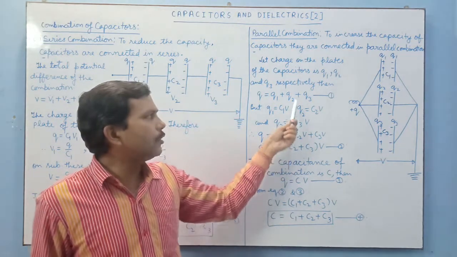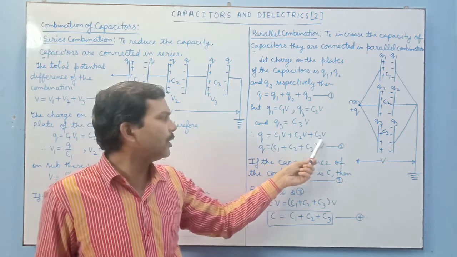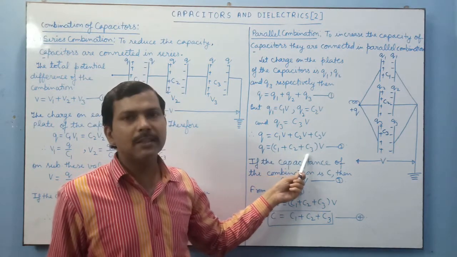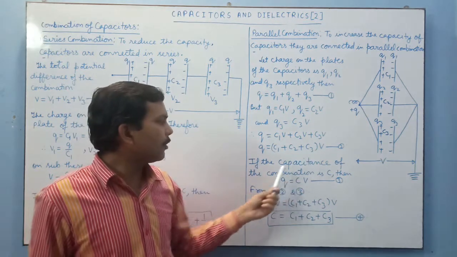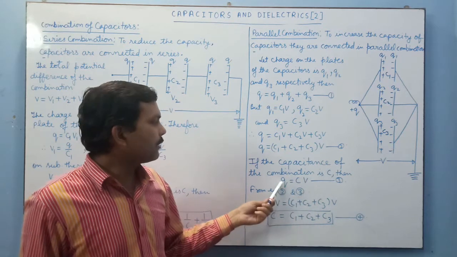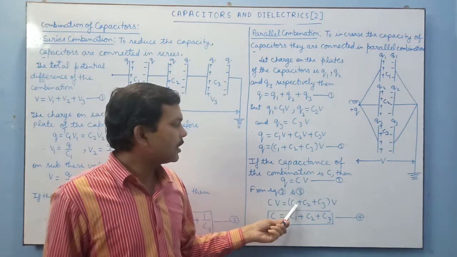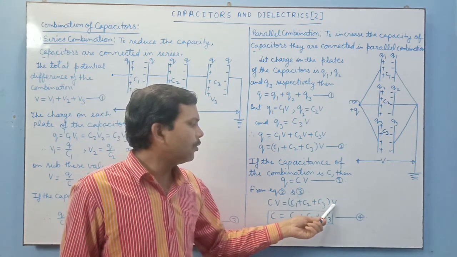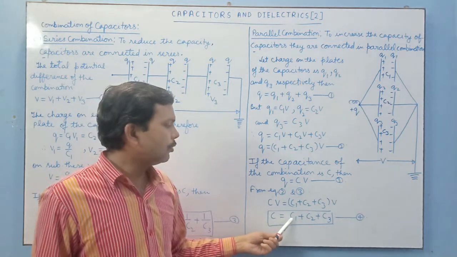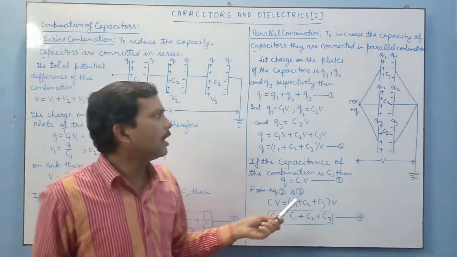We will substitute these values in equation number 1. So we get Q is equal to C1V plus C2V plus C3V. We will take V outside. So we get Q is equal to C1 plus C2 plus C3 into V. If the capacitance of the combination is capital C, in that case Q is equal to C into V. We will substitute this value in equation number 2. We get CV is equal to C1 plus C2 plus C3 into V. We will cancel V from both the sides, so we get C is equal to C1 plus C2 plus C3. This is the formula of parallel combination of capacitors.